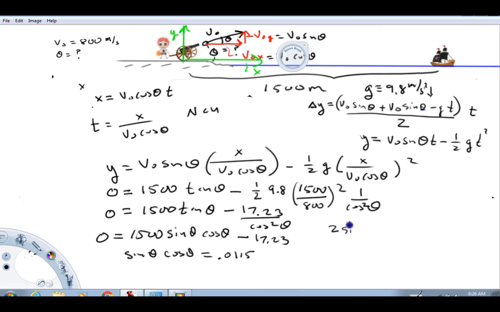2 sine theta cosine theta is equal to sine of 2 theta. I'm going to take a moment here. I just want to double check that.